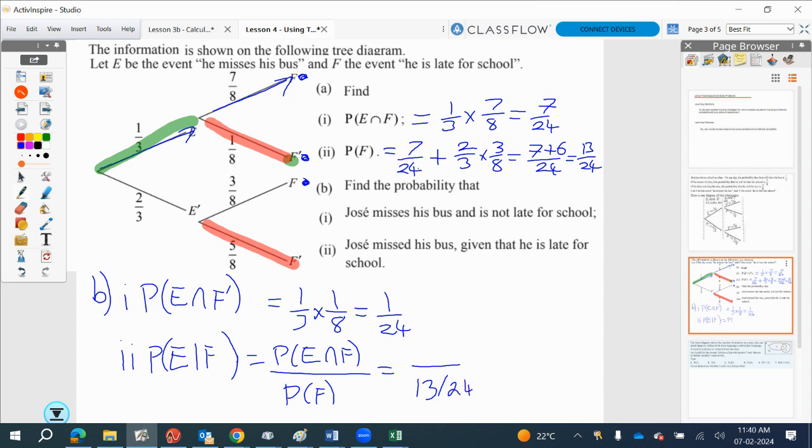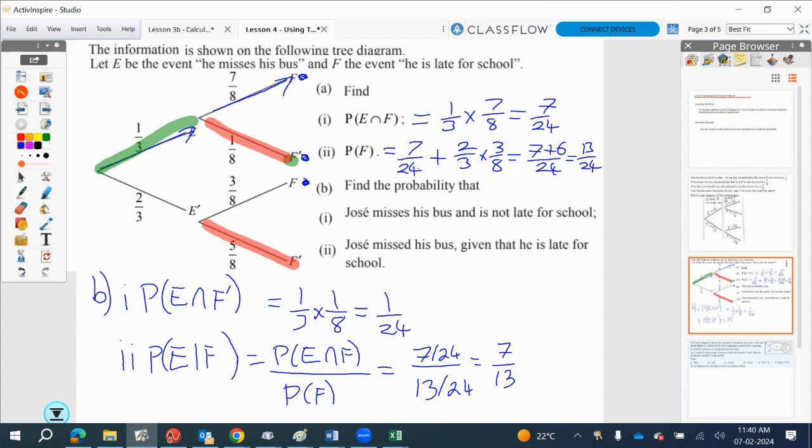Have we calculated the intersection of E and F? Yeah. This is 7 over 24. Because these are both over 24, we don't need that bit. It's 7 over 13. So it's not a third. This is the probability that he misses the bus. We are trying to find that he missed the bus, not a third.